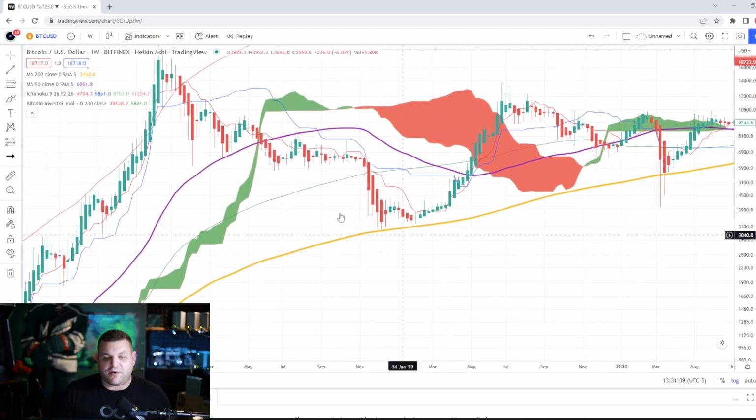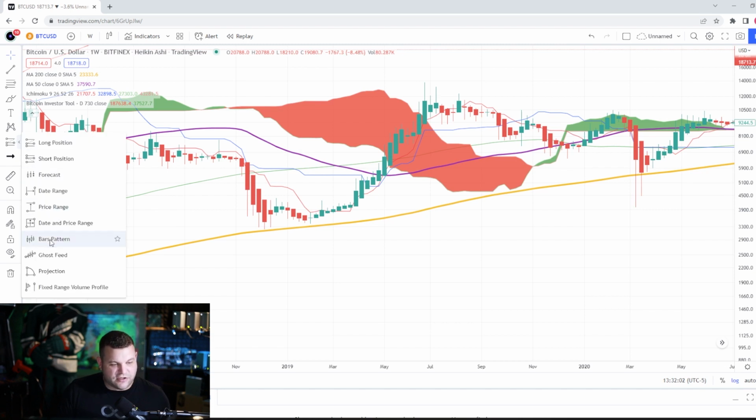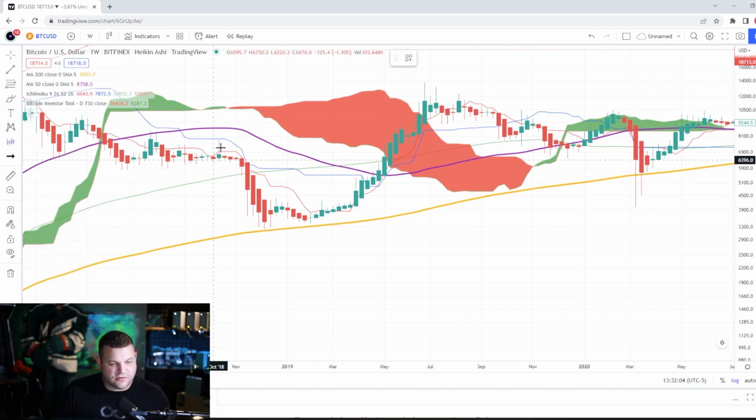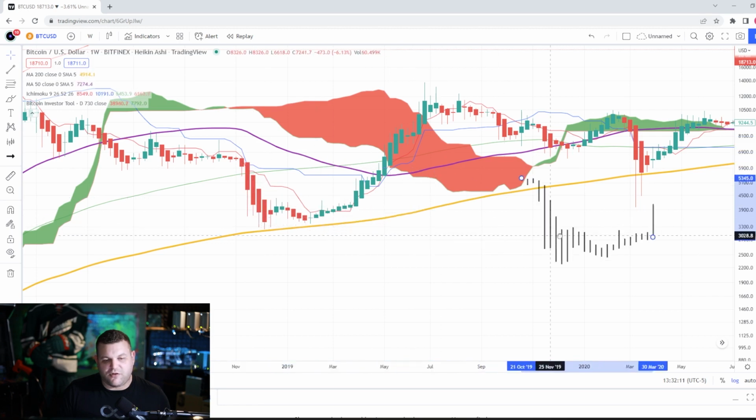And when we come up here and look at the 2018-19 bear market, you can see the 50 moving average. Really, when this crossed the 730, it was nothing but gravy. And really, this formation right here looks almost exactly like what we're seeing right now. So what I'm going to do here is throw up this bars pattern, bring this down like that, and move it over.